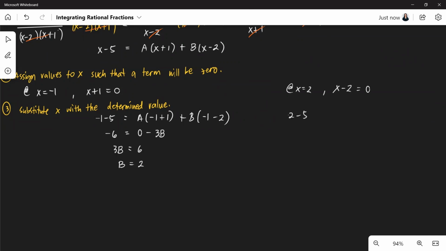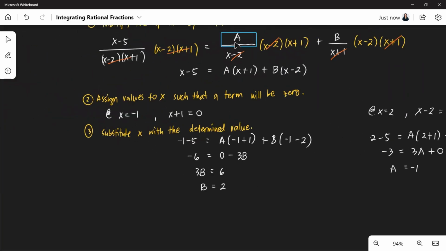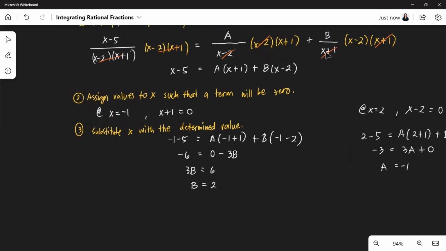That's 2 minus 5 for the left side, and then a times 2 plus 1, plus b times 2 minus 2. So it's negative 3 equal to 3a, and the second term is 0. So solving for a, dividing both sides of the equation by 3, a therefore is equal to negative 1. So meaning the corresponding partial fractions are negative 1 over x minus 2 and 2 over x plus 1.